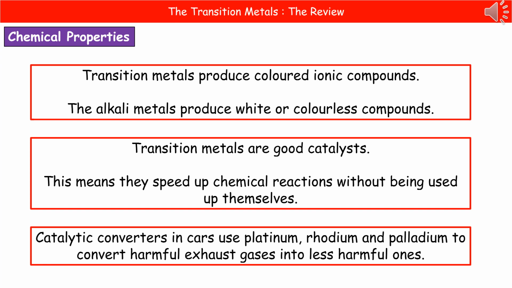Last thing to consider is where we might actually find some of these transition metals used. And one of the common places is in catalytic converters in our cars. So they use platinum or rhodium and palladium, and the whole purpose of putting those into the device within our car is that it's going to convert those harmful exhaust gases into less harmful ones before they're released into the environment.